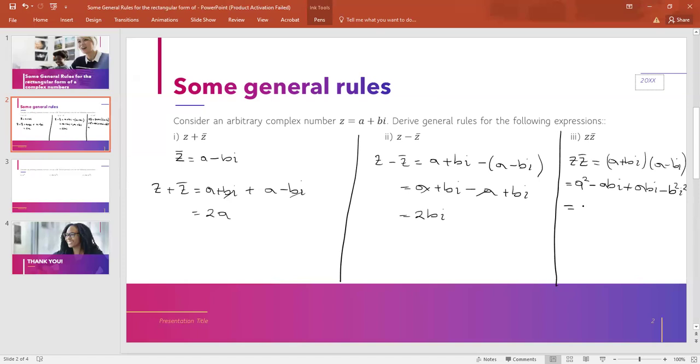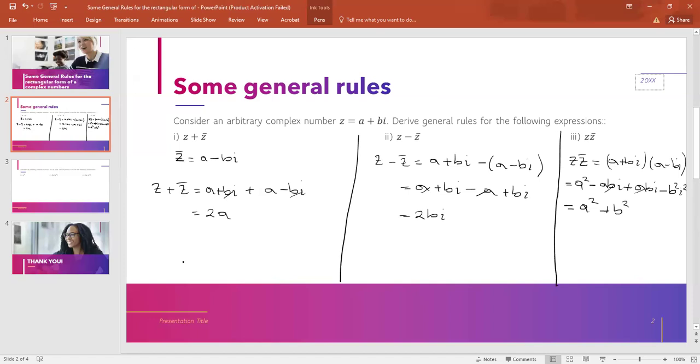So we're going to obtain a squared. We can also see that this expression in the middle cancels with the same expression in the middle here. So we're going to have a squared plus b squared, simply because i squared is indeed minus 1. So we're going to have minus b squared times minus 1 to obtain plus b squared. These are a few general rules for this expression that we've studied so far. Let's consider a few more before we end our session.